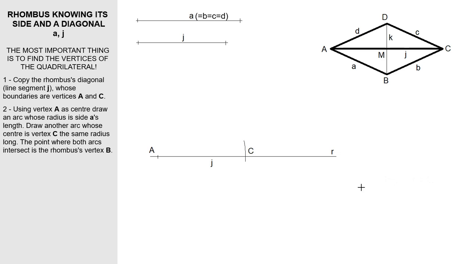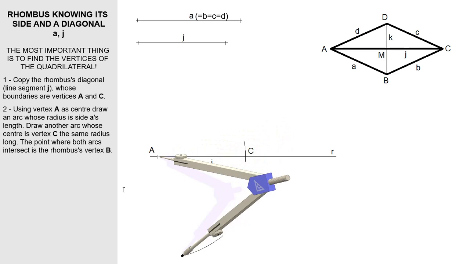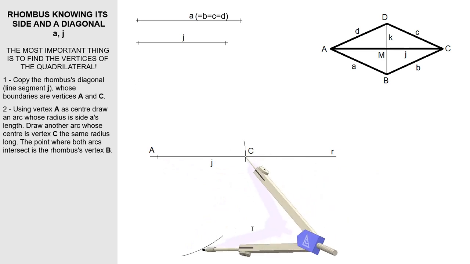In order to find vertex B, we draw an arc whose center is vertex A and whose radius is the side's length, because vertex B has to be on this arc, so it is the side's distance to vertex A. We also draw an arc whose center is vertex C and whose radius is the side's length, because vertex B has to be on this arc, so it is the side's distance to vertex C.